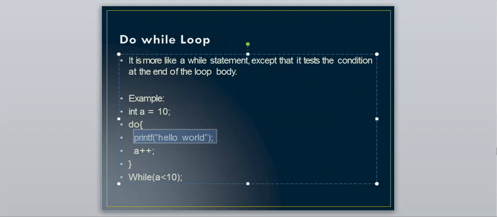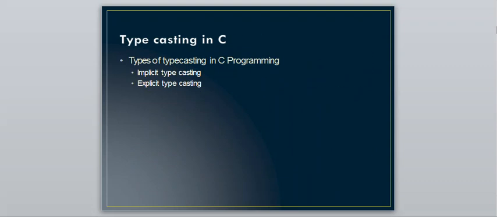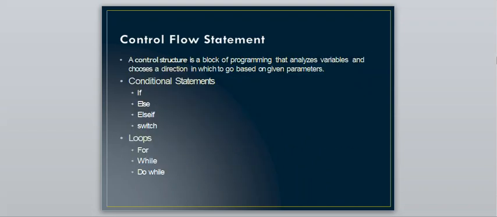Hope you understand all these topics. Okay, let's repeat the things, so we'll conclude today's class. We started from control flow statements. Control flow statements basically analyze the variable or help us to choose the best decision. There are two types of control flow statements: one is conditional statements and the second is loops. The conditional statements contain if, else, switch, and the loop statements contain for, while, and do while.